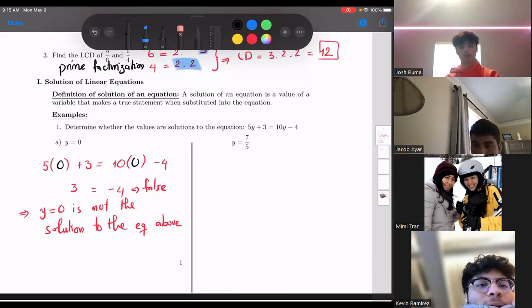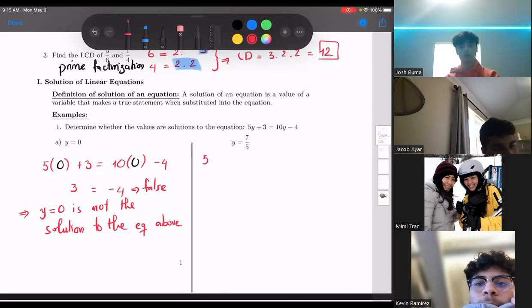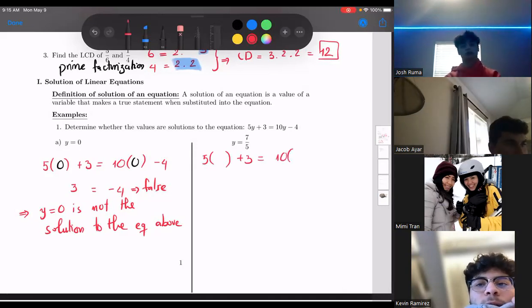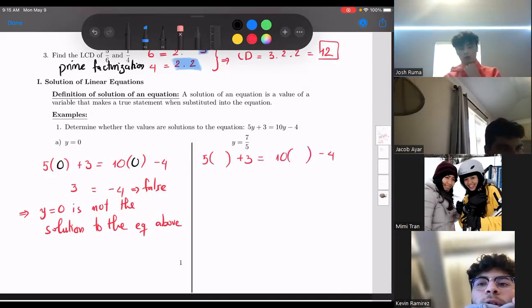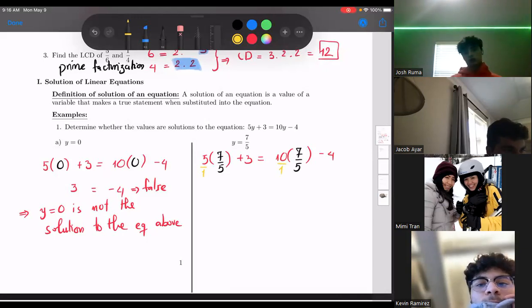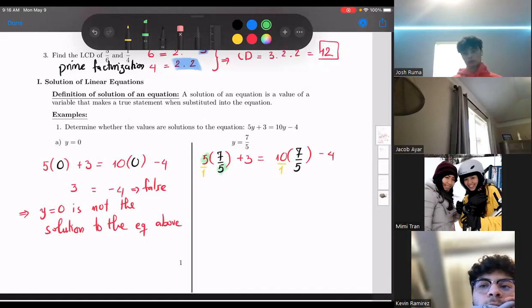Okay, all right, second one is y equals 7/5 is the solution of that equation. So same thing, right? 5 times something plus 3 equal 10 times something minus 4. And that something now is 7/5. You can write 5 as 5/1. I like how when involving multiplying, dividing fraction, if my number is not in fraction form, I like to write it in fraction form, right? So instead of 5, I say 5/1. So the 5 on top and the 5 on the bottom cancel. So that's just 7. 7 plus 3 is 10.